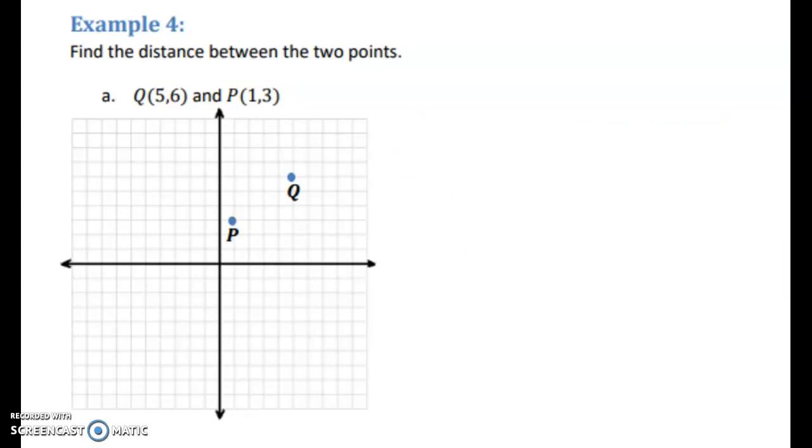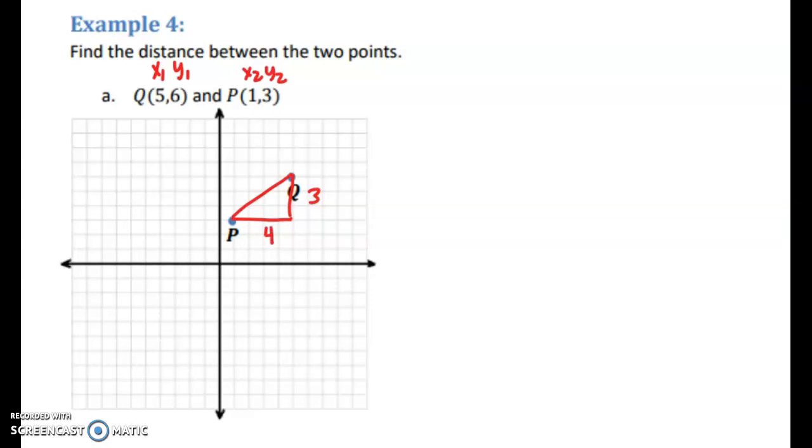Okay, so let's go ahead and try example 4a. This is in your 1.3 notes. And I'm just going to call Q x1, y1 and P x2, y2. So you can do this by making a right triangle out of P and Q. That's one way you can do this. So if you do that, this side is 3, this side is 1, 2, 3, 4.